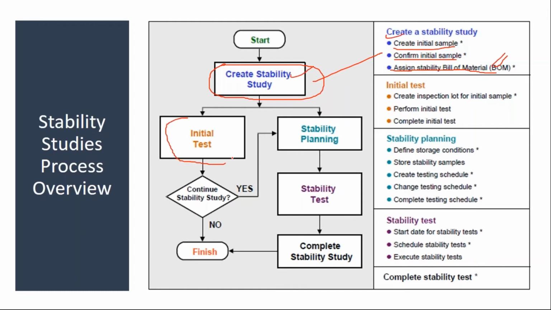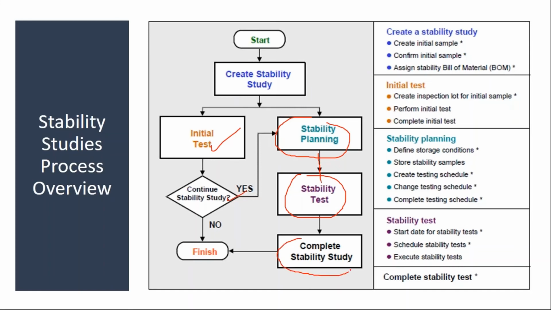Now, the next phase is initial testing. In the initial testing, you do the initial quality inspection. For the initial sample, you generate an inspection lot, and then you perform the testing and complete the testing. When the initial testing is done, if your results are okay, then you will go for the stability plan. If in the initial testing itself your quality inspection fails, then you will not do any stability study. Once the initial test is done and okay, you do the stability planning, followed by stability testing, and finally you complete it.